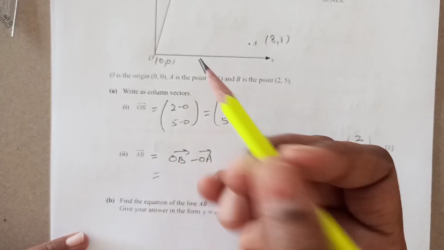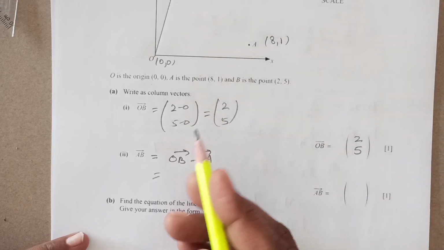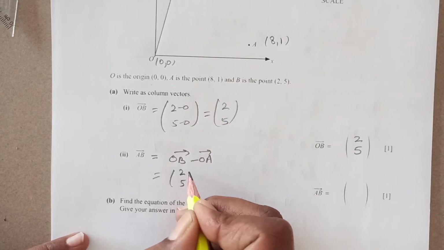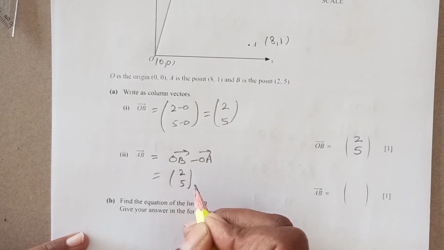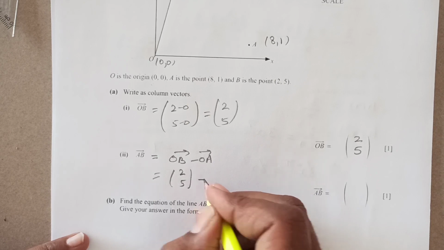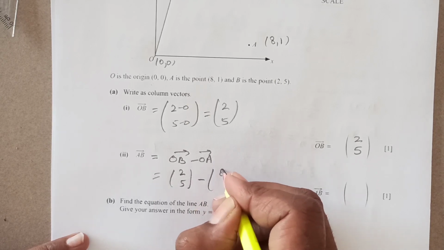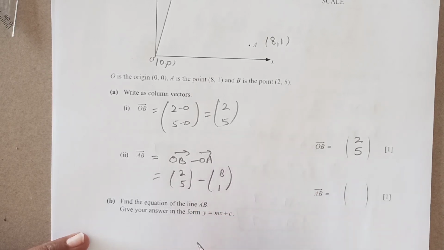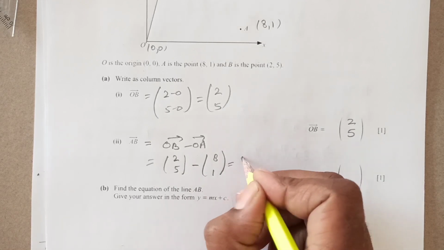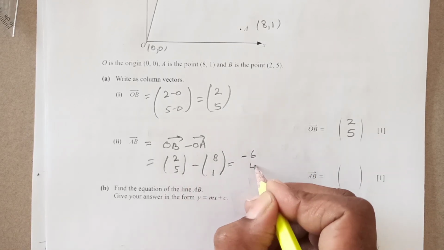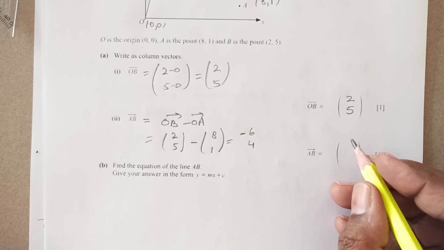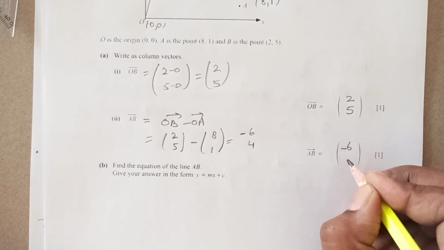Then AB is going to be OB minus OA. OB is B minus A actually. B is (2, 5) and OA is (8, 1), right? So 2 minus 8, this is minus 6, 5 minus 1 is 4. So negative 6 and 4, right?